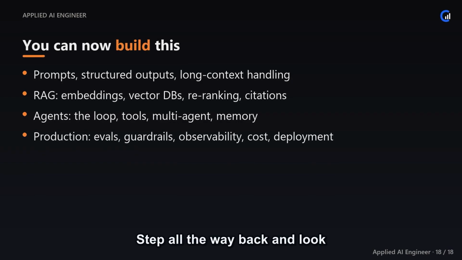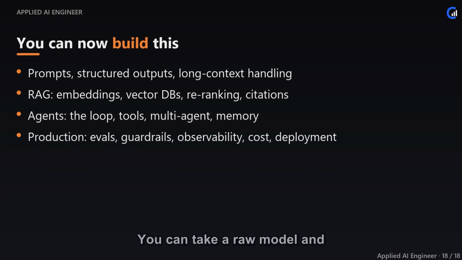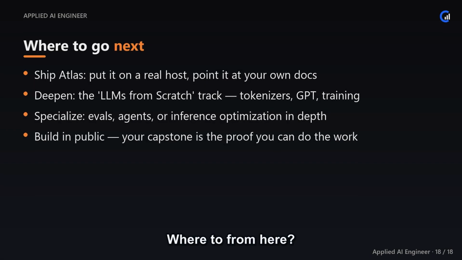Step all the way back and look at what you can now do. You can take a raw model and engineer a real product around it: structured, reliable prompting, retrieval over private knowledge, agents that act through tools, and the production craft, evaluation, safety, observability, cost control, and deployment, that turns a clever demo into something people trust. That is the full job of an applied AI engineer, and you've now built every piece of it with your own hands.